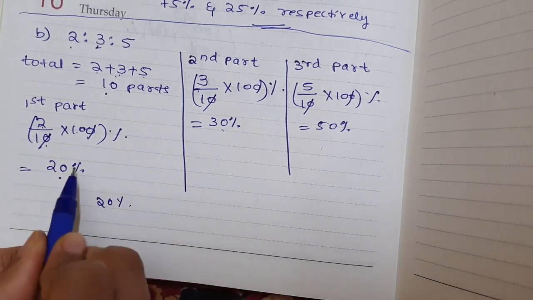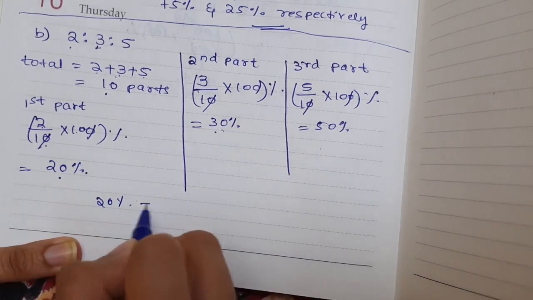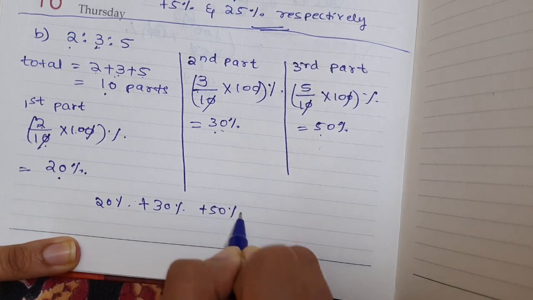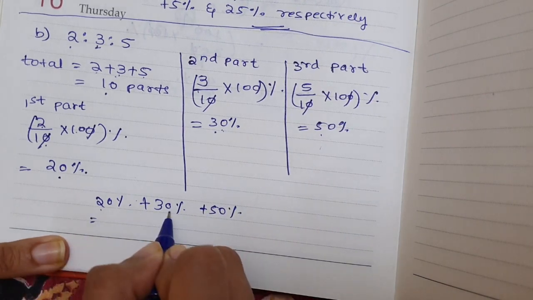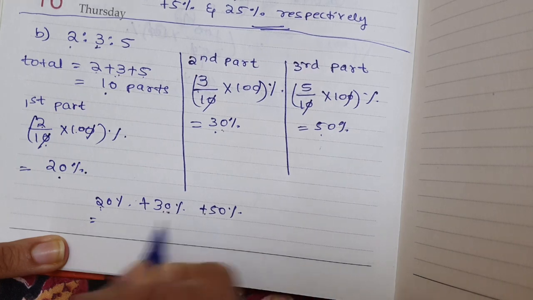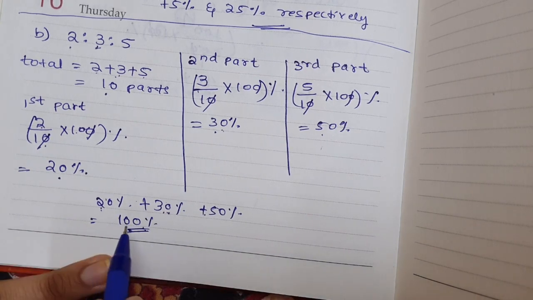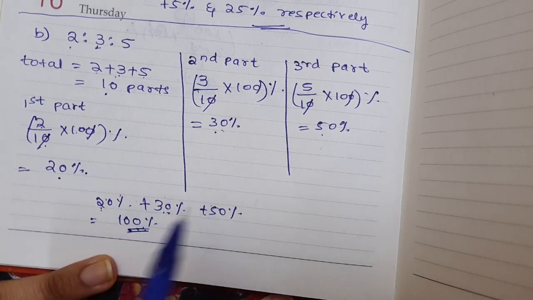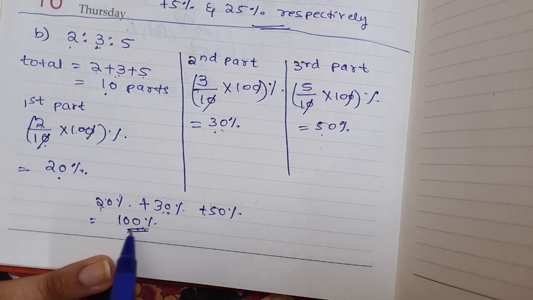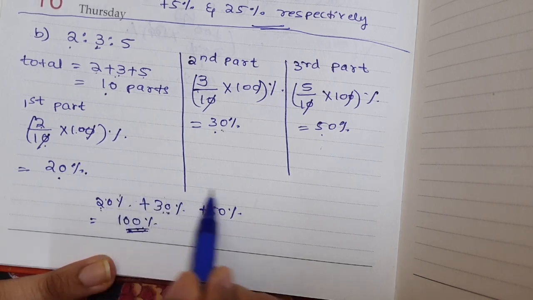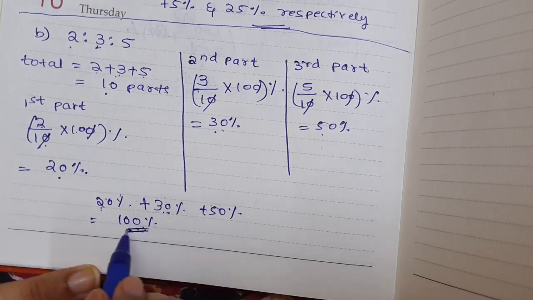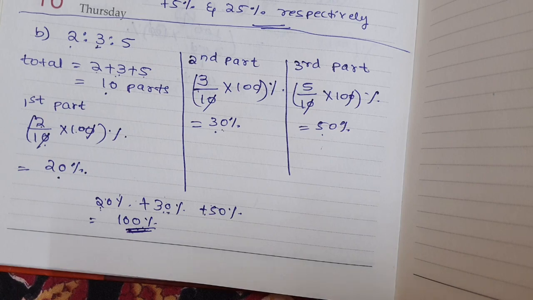The first part is 20 percentage. Second one is 30 percentage. And the third one is 50 percentage. 20 plus 30, how much? 20 plus 30 is 50. 50 plus 50 is 100. We got 100%. This is not an answer. We are just cross-verifying whether these answers are correct or not. So our answer is correct because after adding up all these percentages, we got 100%. That means our answer is correct.